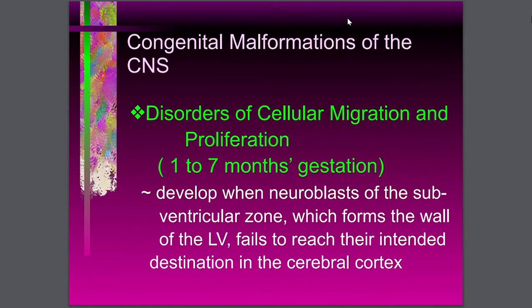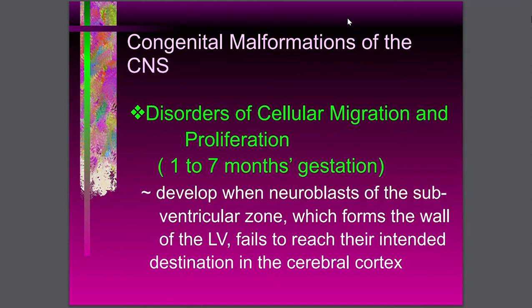So we go to another disorder of cellular migration and proliferation. So we are now done with the induction disorders, no? So the induction disorders happen during the first 4 weeks of gestation. So we go now to the second part, the disorders of cellular migration and proliferation. So these disorders happen from 1 month to 7 months age of gestation, no?